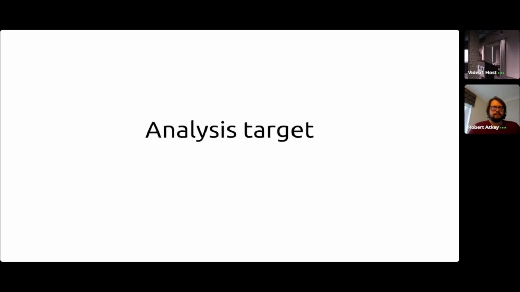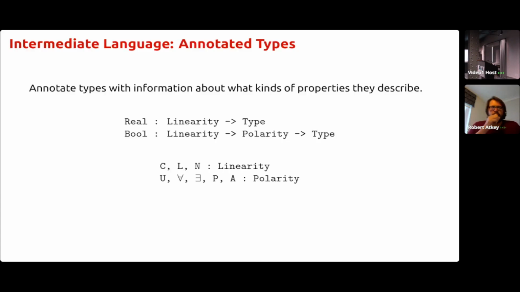So the analysis target we're going to use is a more richly typed language than the one I've shown you so far. So the key idea, really, is to annotate types with information about what kind of properties they describe. So a real number, previously, was just a plain type, but now we're going to annotate it with a linearity annotation, which is either constant, linear, or nonlinear. And this tells us for a value of type real L, for instance, that means it depends linearly on its free variables. Similarly, for booleans, that's going to be our property type, we have a linearity and a polarity. So linearity tells us what kinds of constraints are used within this property. And the polarity tells us what kinds of quantification are used.